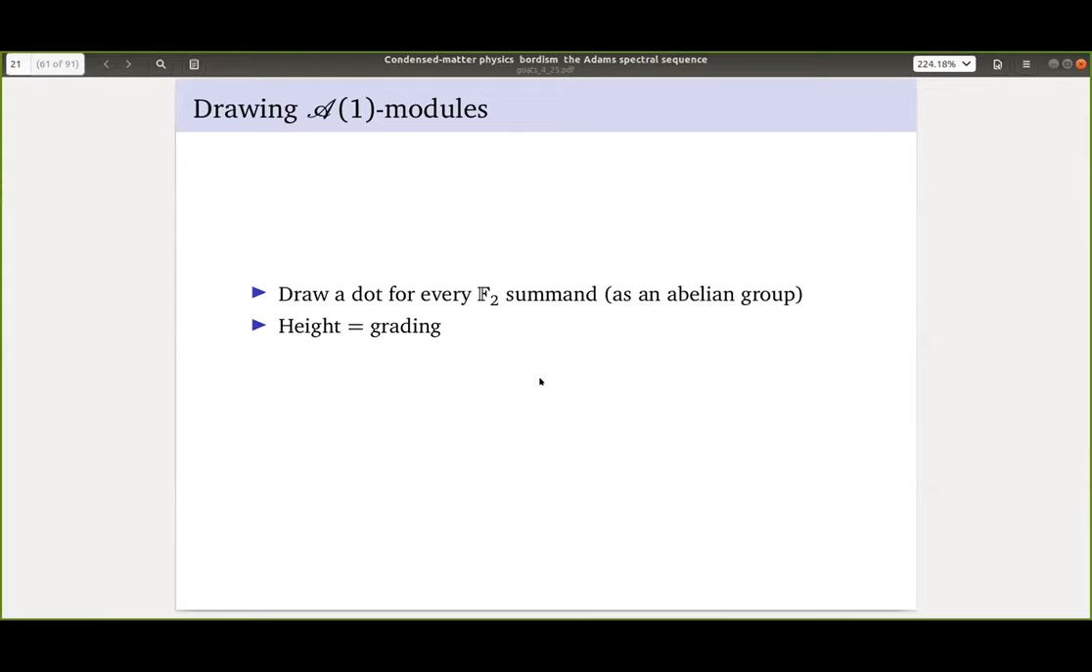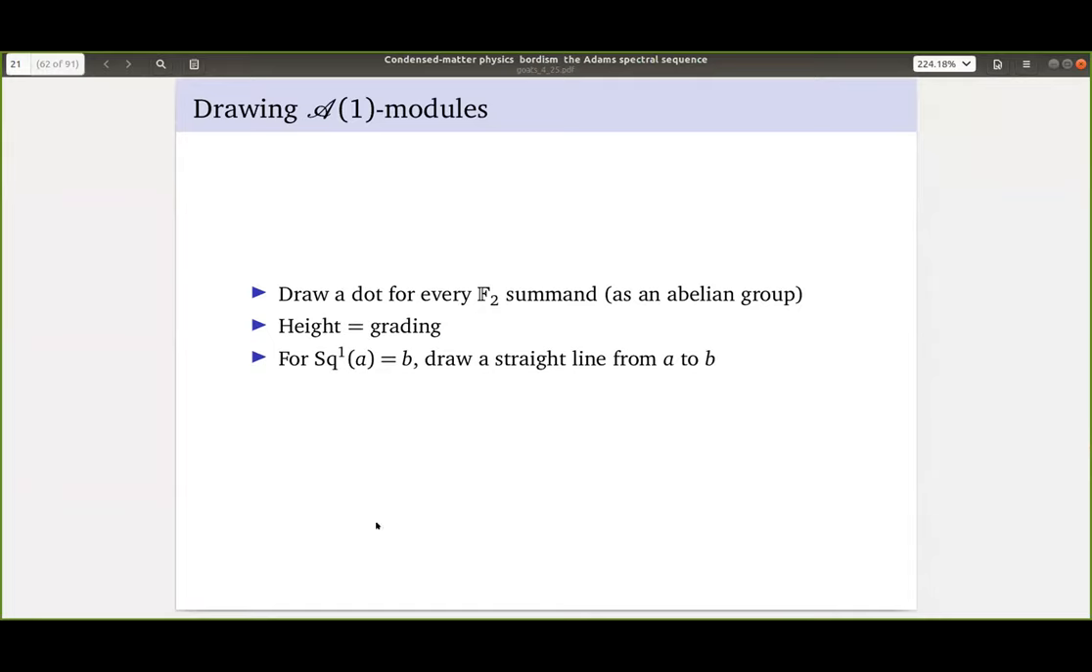And now, every topology talk should have some pictures in it. So we're going to draw these modules, and we're going to draw this algebra. The pictures really helped me at least get a grasp for how to work with these things. So the rules are, you draw a dot for every summand as an abelian group, and you draw them at a height corresponding to their grading. So increasing grading goes upward. I think this is called the optimistic convention for drawing these things.